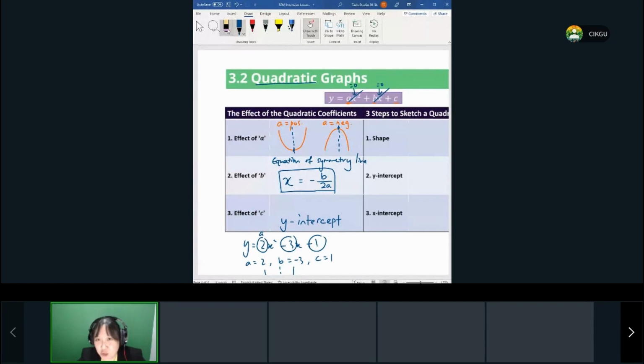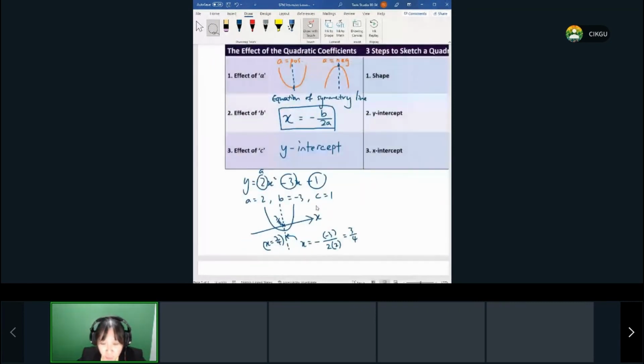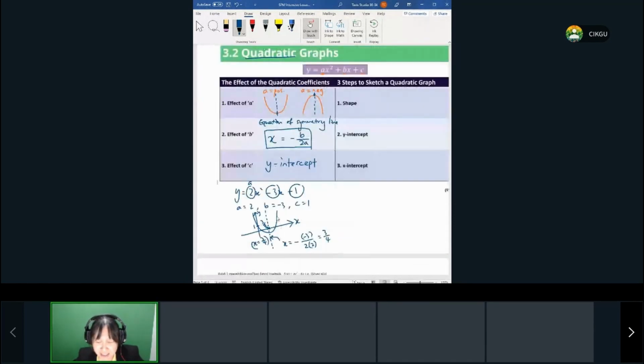So some students choose to memorize c as the y-intercept. But actually, if you understood the concept, you don't need to memorize. But okay, I just write it here: y-intercept. So coming back to my example here, now you see my c is 1. That means if I were to draw my y-axis, where the curve cuts the y-axis is 1. That's what it means. So actually with the effect of a, b, and c, we can already tell how the graph looks. Done. So, 3 steps to sketch a quadratic.